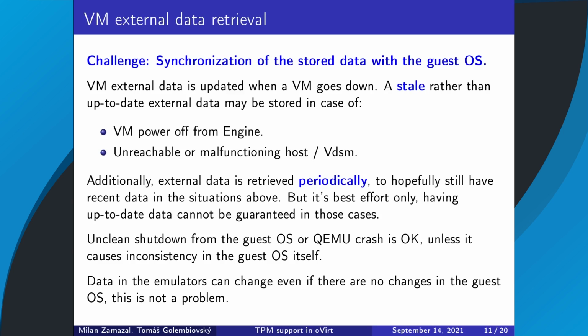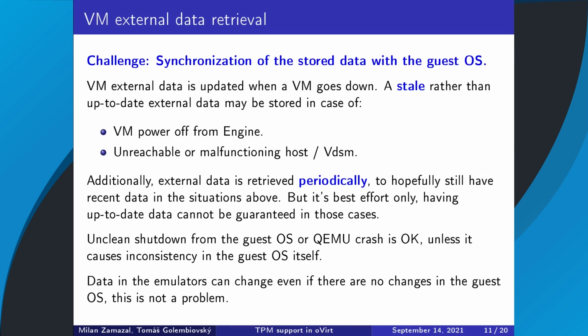Generally, things like QEMU crashes or guest OS crashes are not a big problem as long as the data is not inconsistent in the guest OS itself. We copy it after the VM goes down. But it can be a problem when a host becomes unreachable or VDSM stops working, then we have no way to retrieve the data and we must rely on the periodic updates and use the last one available.